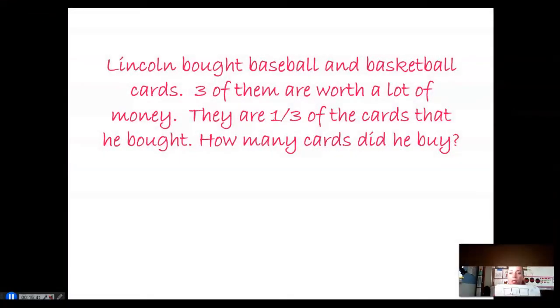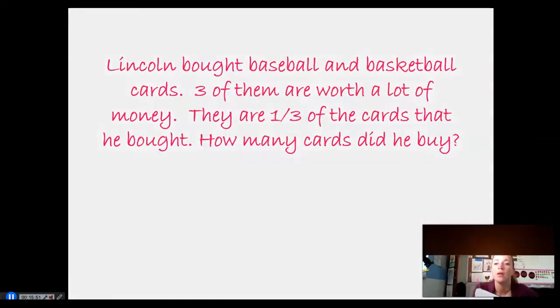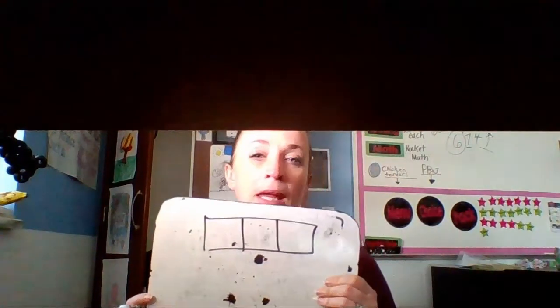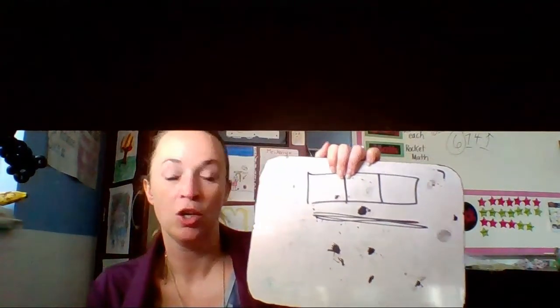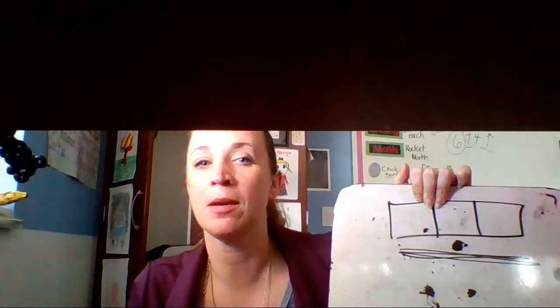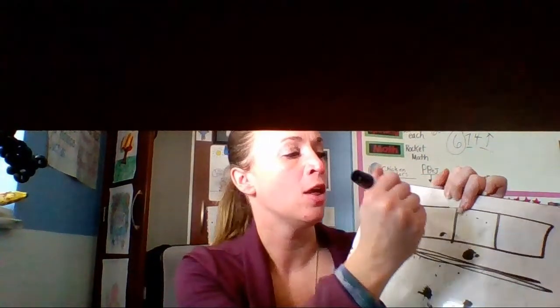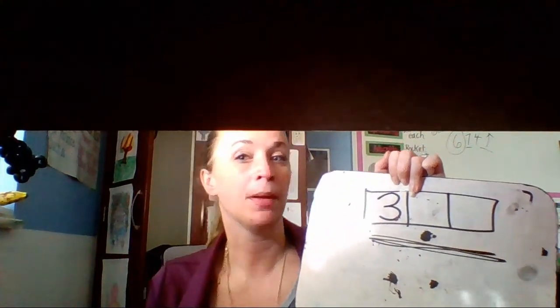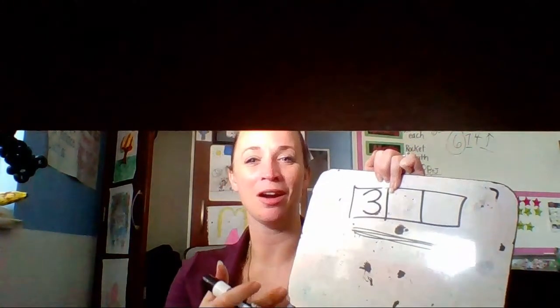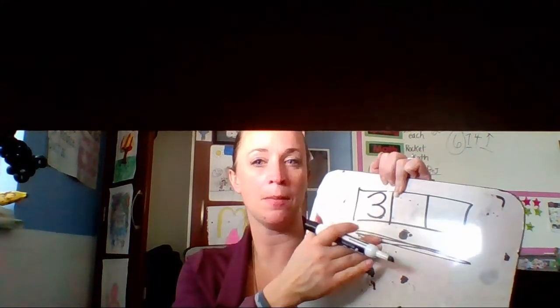All right, kiddos, let's look back at our story problem. So I did the 1/3. It says Lincoln bought baseball and basketball cards. 3 of them are worth a lot of money. How many cards did he buy? So let's look at our paper. Here's my candy bar. Do I know how many cards altogether he bought? No, I have no idea. But I do know that 3 of them cost a lot of money. But how many did he buy altogether?